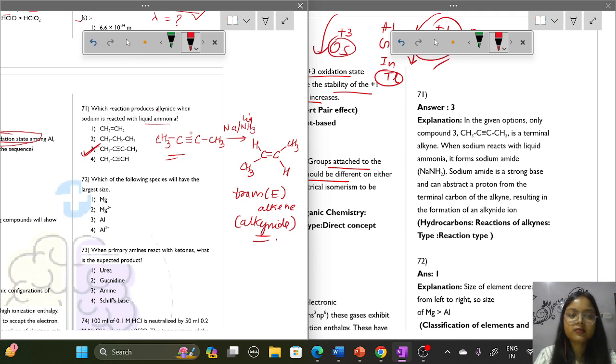Question number 72. Which of the following species will have the largest size? Which have the largest size?